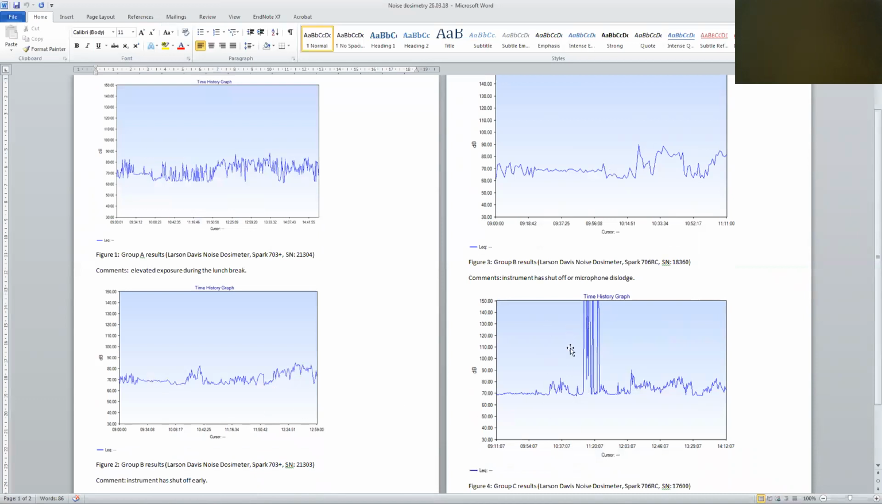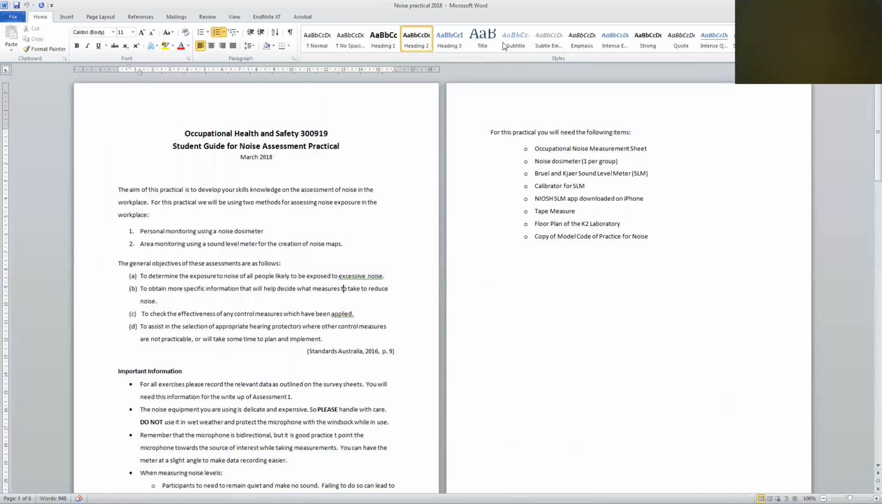This is interesting here. If I saw this in a report, I'd discard it because it looks like a classic case of tampering or whistling or something's hitting the microphone. So this result would be null and void. But that's all we're going to do with that for now. So I'll close that off.